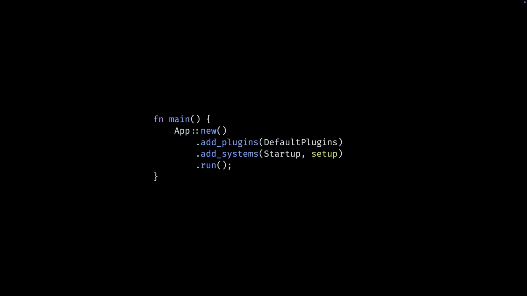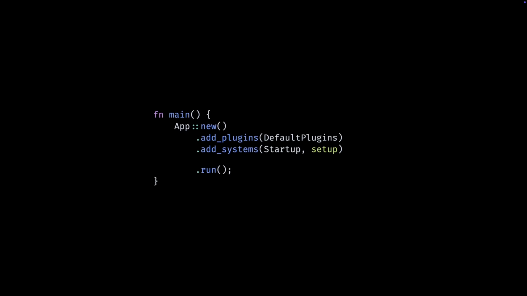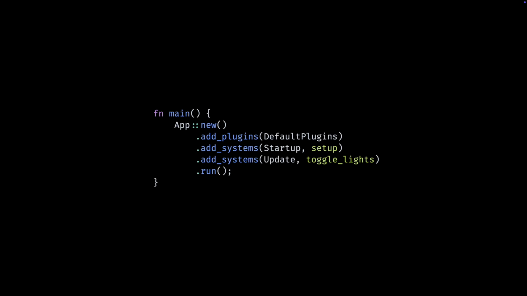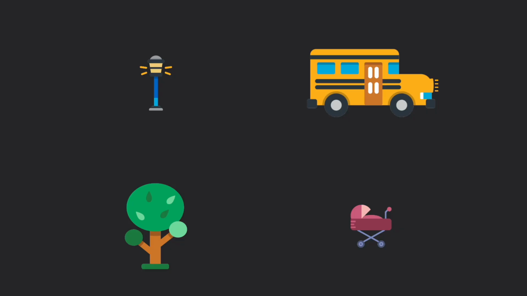And then to our main function, we add the toggle light system to the update schedule so that it is run per update step. And now if we run our app again, we should be able to toggle the lights using the spacebar key.